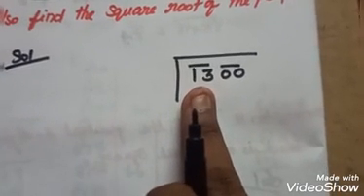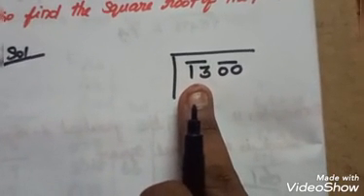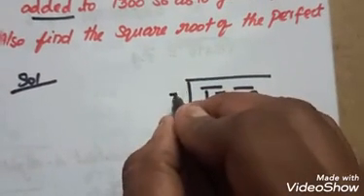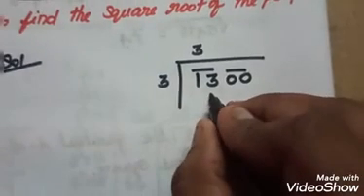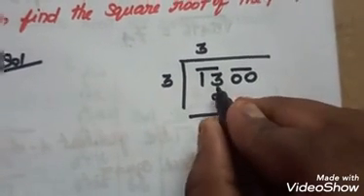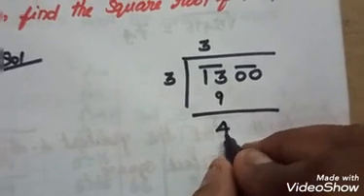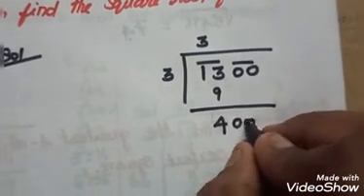1 square 1, 2 square 4, 3 square 9, 4 square 16. So 16 is greater. So we take 3 square. So 3 3s are 9. If you subtract 13 minus 9, you get 4. Next, you must bring down this 00.